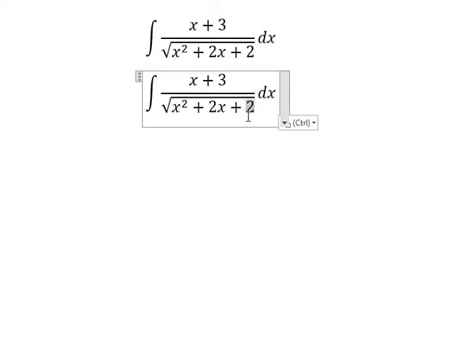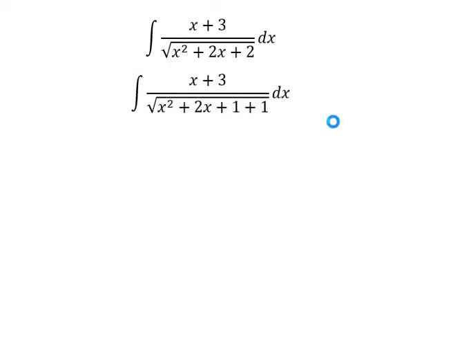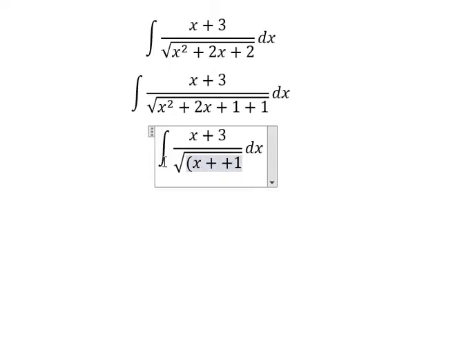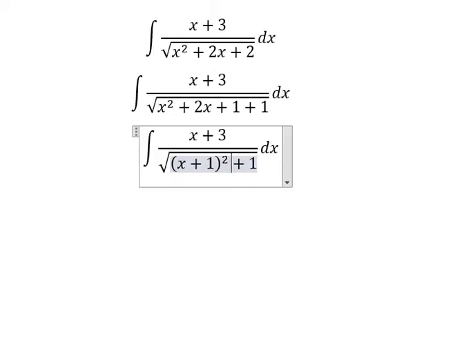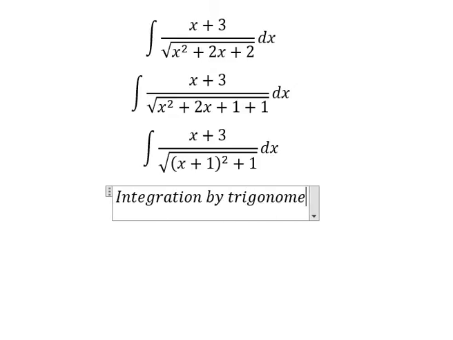About number 2, we have 1 plus 1. This is about identity. So I can put it into (x+1) to the power of 2. Next, we can use integration by trigonometric substitution.